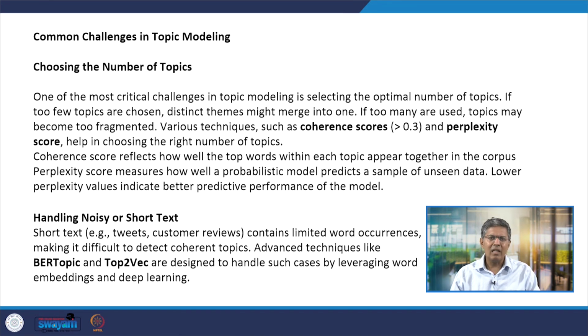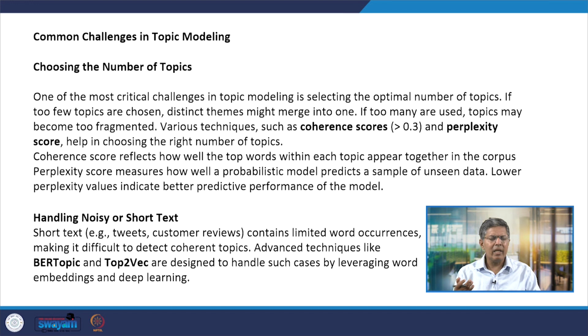But what are the common challenges in topic modeling? So, the first challenge is choosing the number of topics, right. How do I choose the number of topics? For example, one of the most critical challenges is selecting the optimal number of topics. If too few topics are chosen, distinct themes might merge into one, right. For example, if I say only sports, and somebody says, let us say, indoor and outdoor sports, which is better? Obviously, your interpretation would be better when you talk about indoor and outdoor sports differently, right.